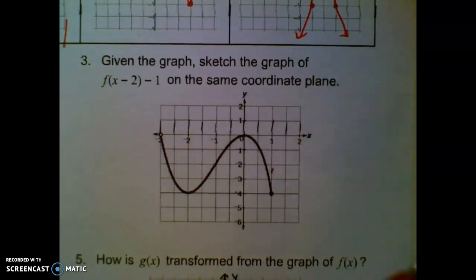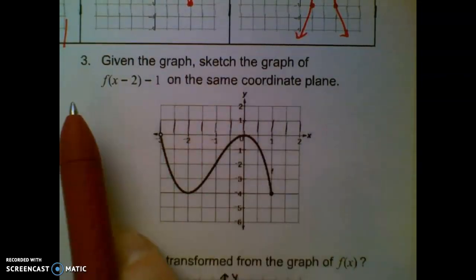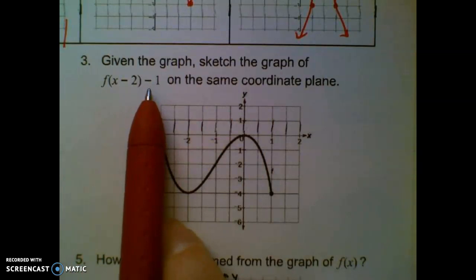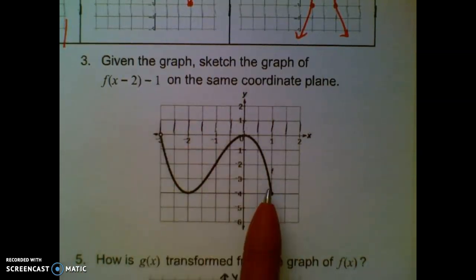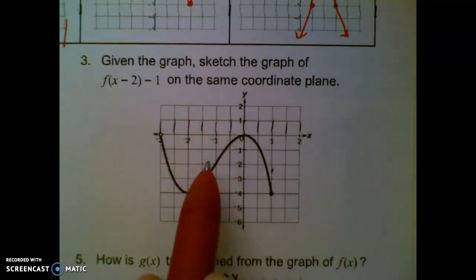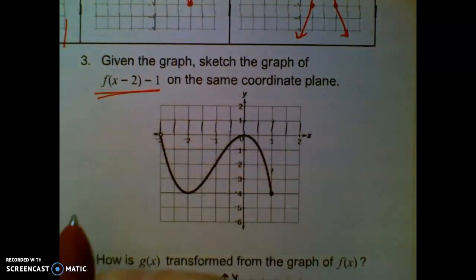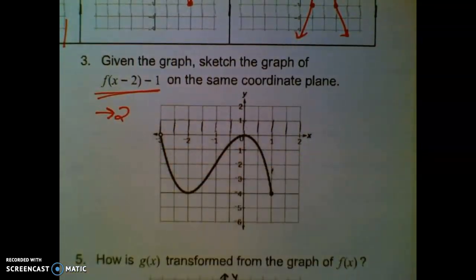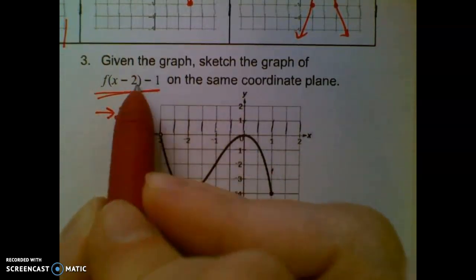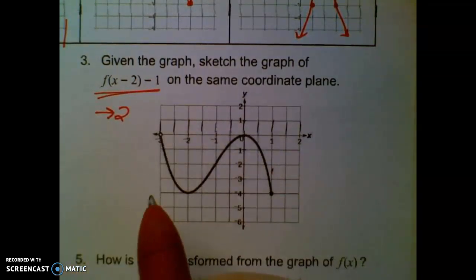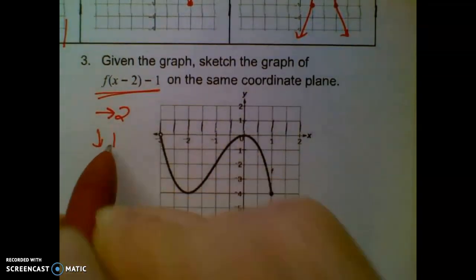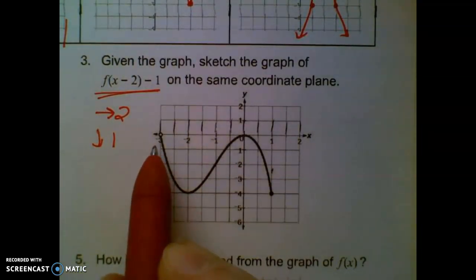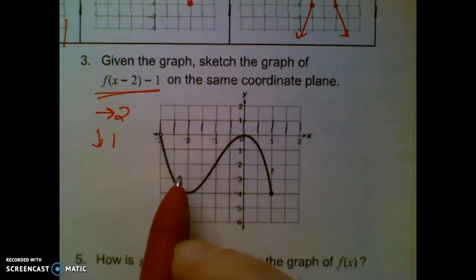All right, for the next one, given the graph, sketch the graph of f of x minus 2 minus 1. So here's our f of x function, and given this function, I'm going to do these operations. Well, minus 2 is the opposite because it's on the inside. It's going to go opposite how I expect. So I'm really going to move my entire function right 2 units. This minus 1 is on the outside, so he's going to behave the same as I expect. So he's going to go down 1 unit.